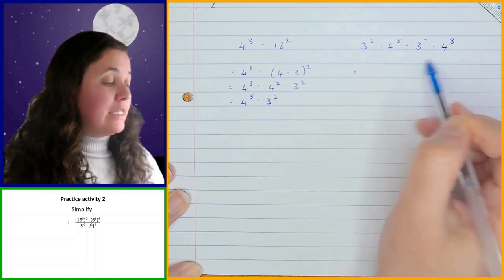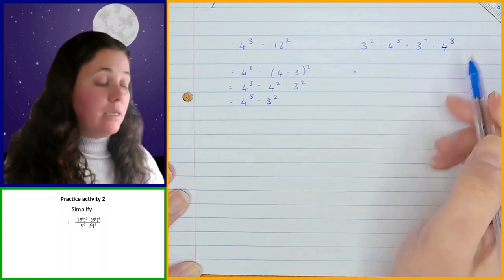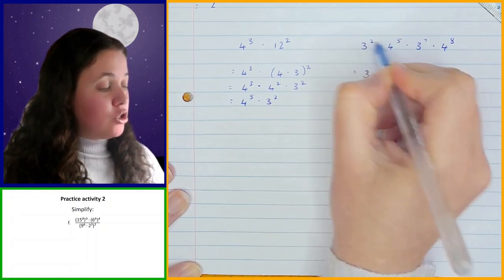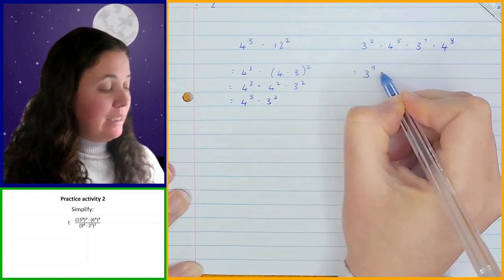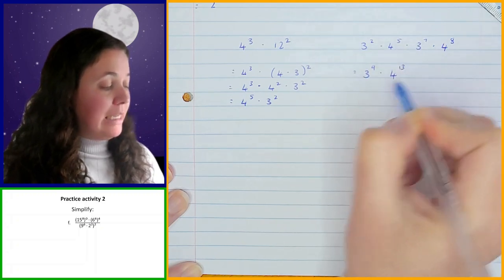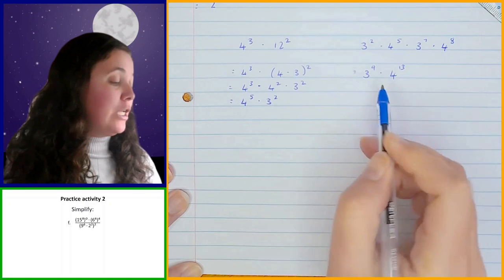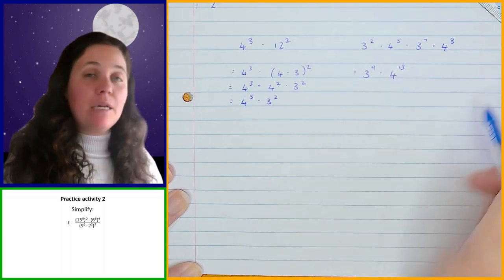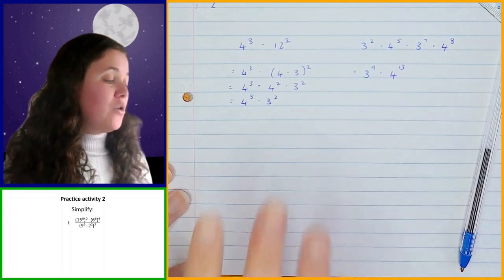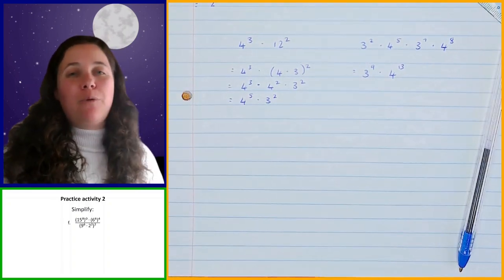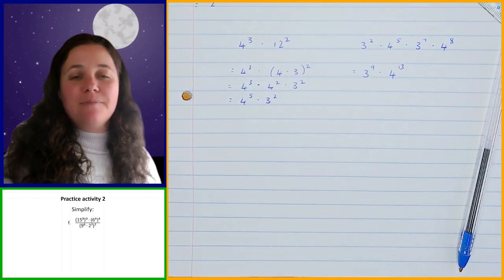I can combine these into one power without changing the base. So I can combine these into one power by saying 3 to the power of 2 plus 7 is 9 times 4 to the power of 5 plus 8 is 13. And then I can just leave it like that. I don't need to worry about changing this to a 2 because I don't need it for combining it with any other power. Okay, so that is how we work with all of the laws of exponents.